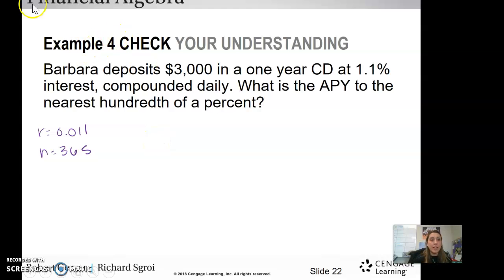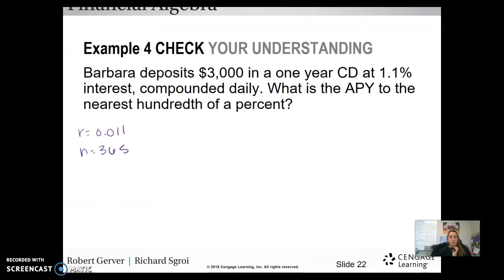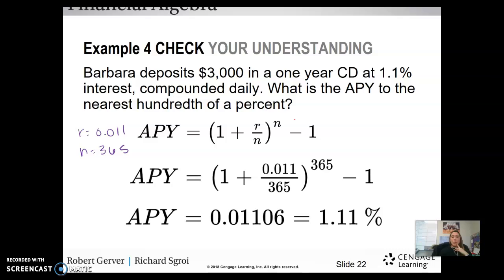So we are going to figure that out. Again, I need to use Desmos. Okay, so I plugged everything into my APY formula, and I got this decimal. And I went ahead and counted 1, 2, 3, 4, 5 decimal places to make sure that I get the right number. And we're going to get 1.106%. So actually it's going to be 1.11%. So we're going to round to the nearest hundredth. So let's go ahead and put our answer. So again, we have our formula, we plug it all in, and we get 1.11%.